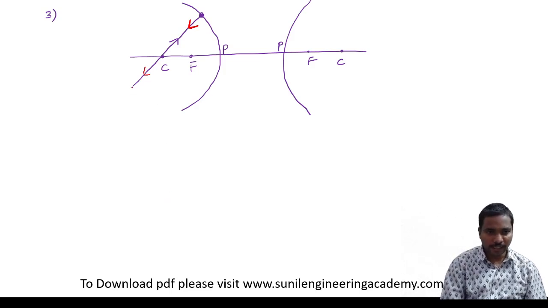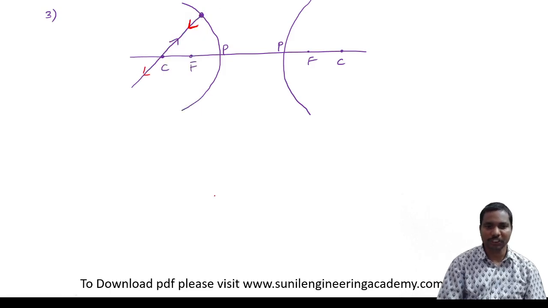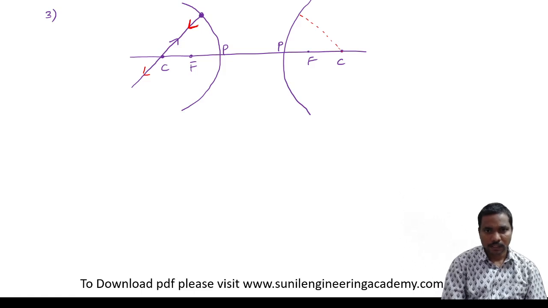If any one light ray goes through the center of curvature and strikes the mirror, after reflection it will be back in the same direction. Here also, this is along the axis of the center of curvature. If any one light ray is along the same axis of the center of curvature, after reflection it will be back in the same direction. So note down the point.